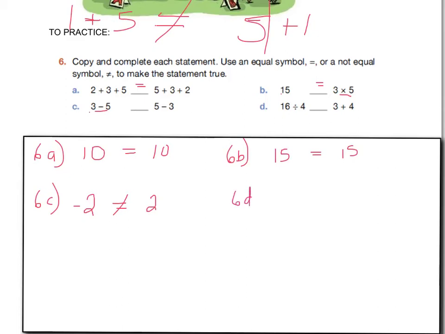And then we have 6D here. We have 16 divided by 4 on one side, which is 4. And on the other side we have 3 plus 4, which is 7. Well, definitely not equal.